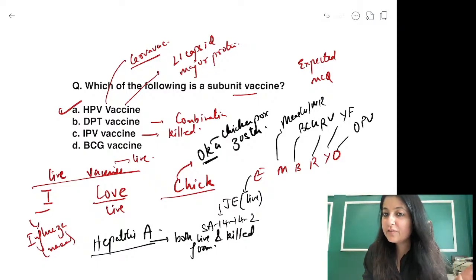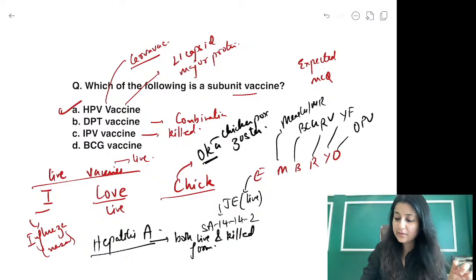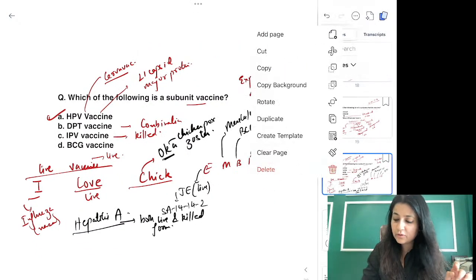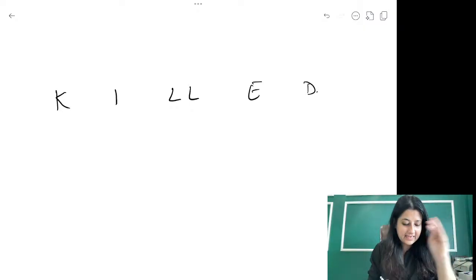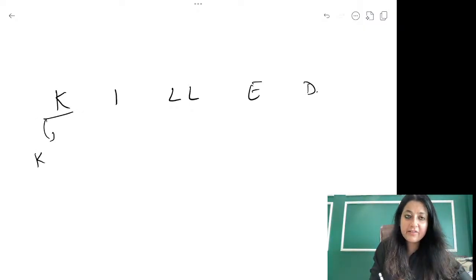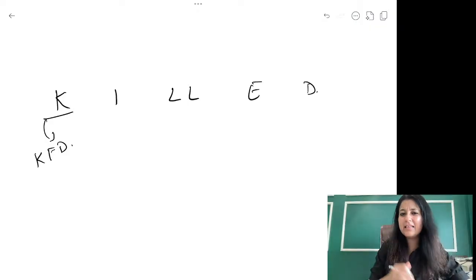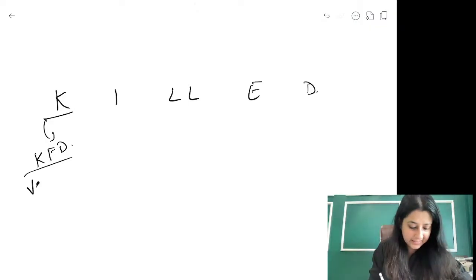Now tell me the names of some killed vaccines, everybody. Can you quickly identify or give me the names of killed vaccines? You will remember this. KILLED. What is K? KFD. What question comes in KFD? Not the vaccine. The question that comes in KFD is the vector.